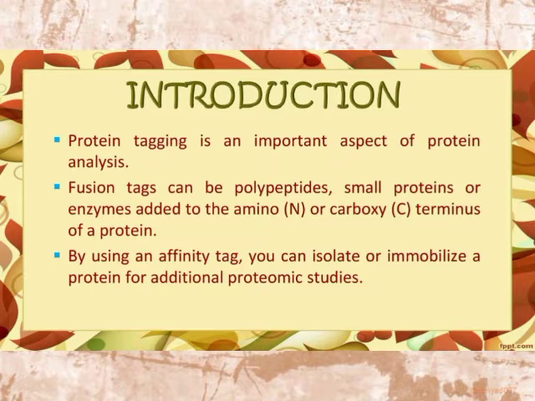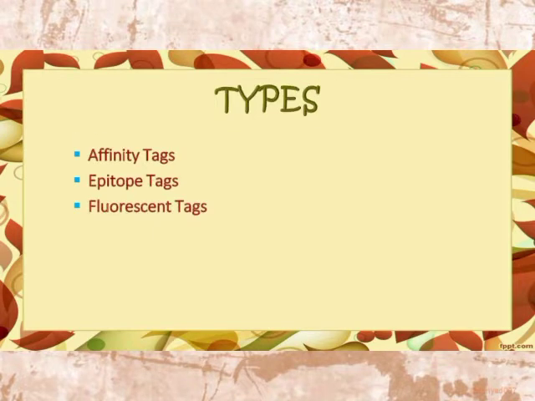Basically, protein tags are peptide sequences that are attached to proteins to facilitate easy detection and purification of expressed protein. And in addition, they can also be used to identify potential binding partners for your protein of interest. At present, there is a wide variety of protein tags that can be used for our protein tagging purpose. And these include number 1, affinity tags, number 2, epitope tags, number 3, fluorescent tags.